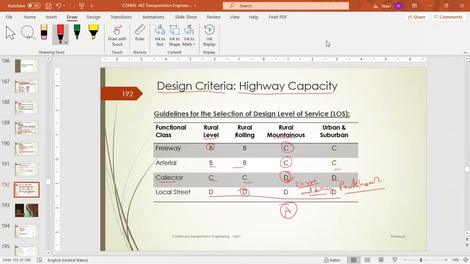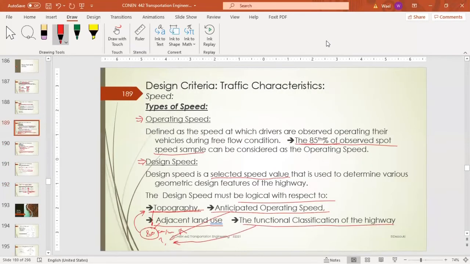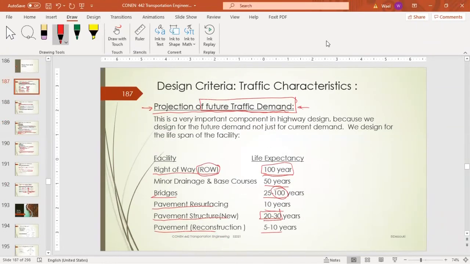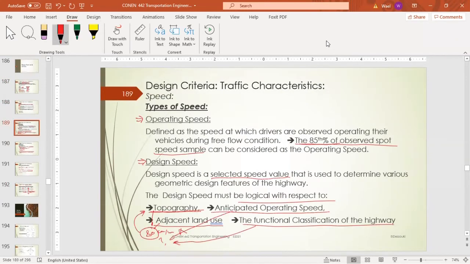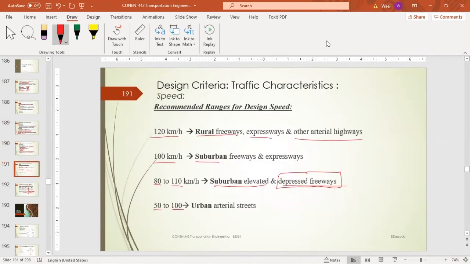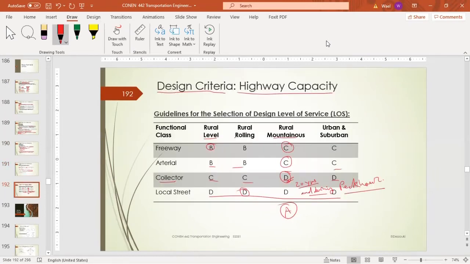Okay, clear? So again, our primary design criteria are the following: the projection of the design year or the planning horizon, how many years from now we are calculating our traffic demand, the design speed, and the level of service or target level of service for the facility we are designing. Any questions so far?